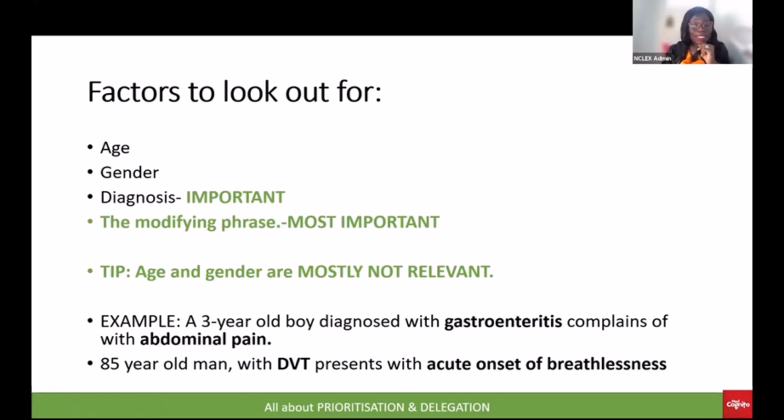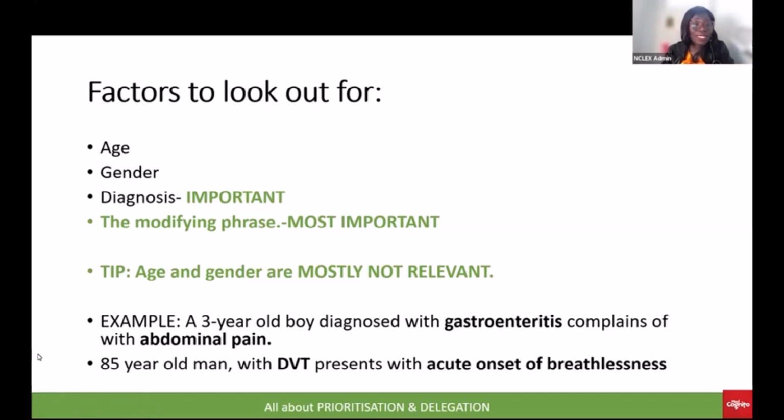Let me take it again. You can get a case scenario for prioritization. You may have the age and gender of the client, the diagnosis may be given, and then there'll be an added phrase, a key phrase. So the most important will be the key phrase that is added to qualify the diagnosis. Let me explain it further using this example here.